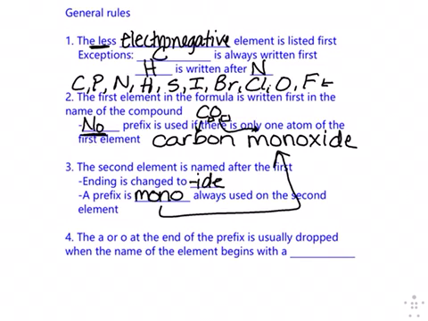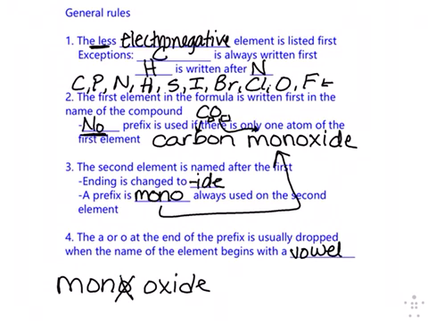If there is an A or an O at the end of a prefix, we usually drop it when the element begins with a vowel. That way it just flows nicer when you say it. So like monoxide, so mono has the O and so does oxide. And so we drop this O when we write it together. So that way it's just easier to pronounce. It doesn't look goofy. Does that make sense there? It's just kind of a formatting thing.